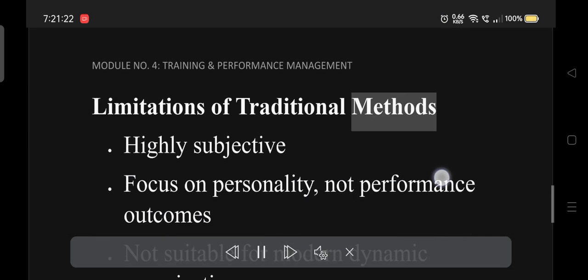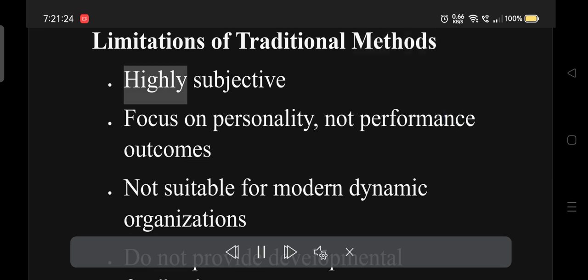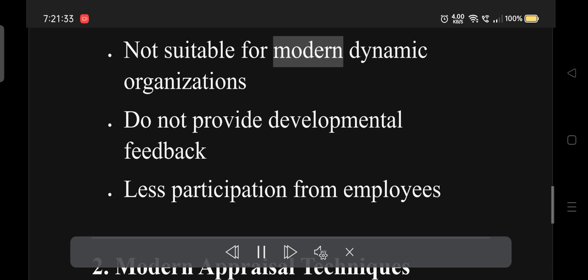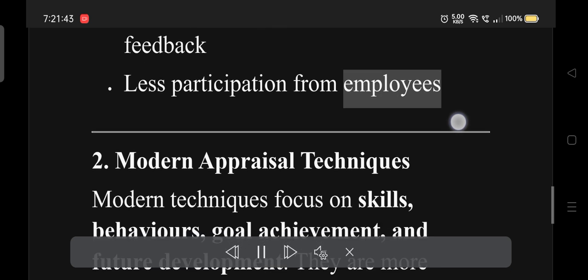Limitations of traditional methods. Highly subjective. Focus on personality, not performance outcomes. Not suitable for modern dynamic organizations. Do not provide developmental feedback. Less participation from employees.